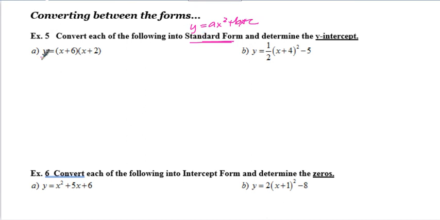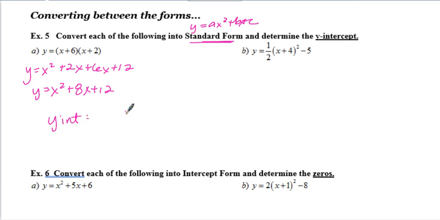And so to get there from here, we need to FOIL. We just need to multiply both of these. We need to distribute. So y equals x squared plus 2x plus 6x plus 12, or y equals x squared plus 8x plus 12. So now I have this in standard form. I was also asked to find the y-intercept, which is so easy with standard form. The y-intercept is just at c. So the y-intercept is at 0, 12. So easy once you have everything in standard form.